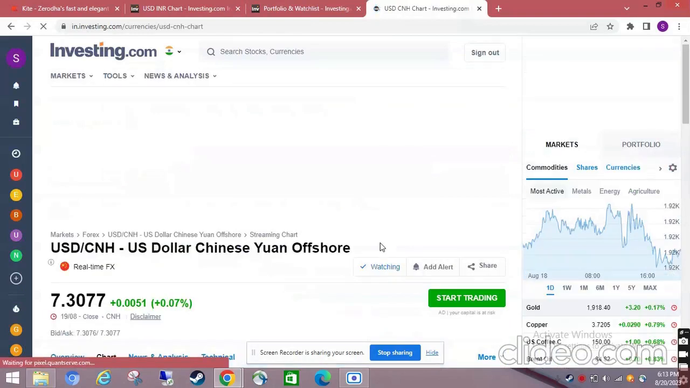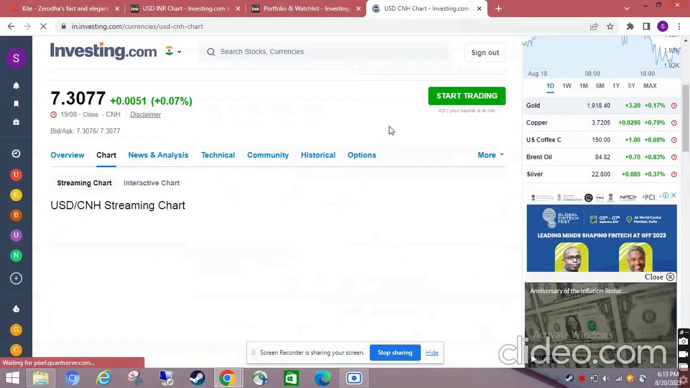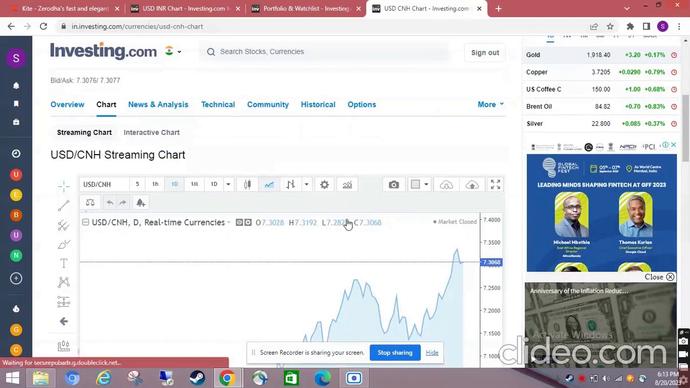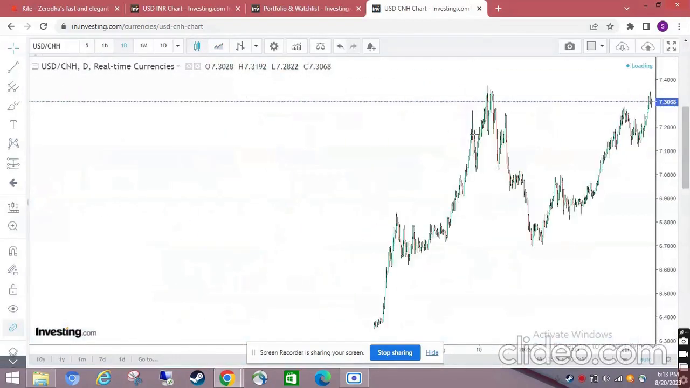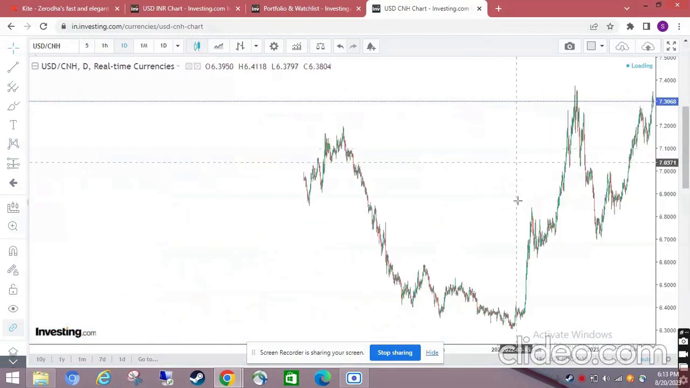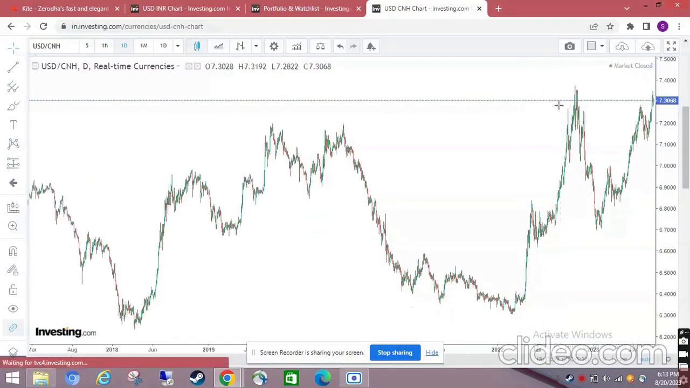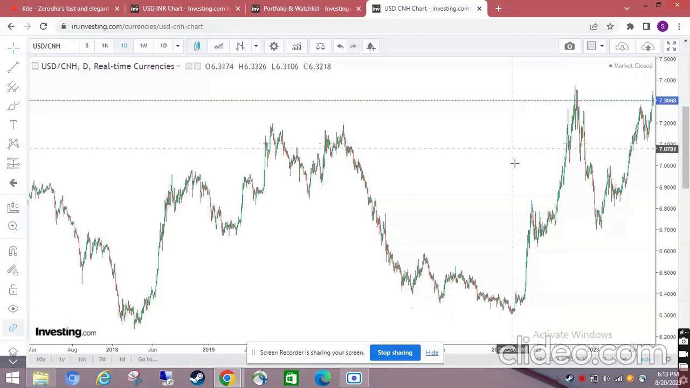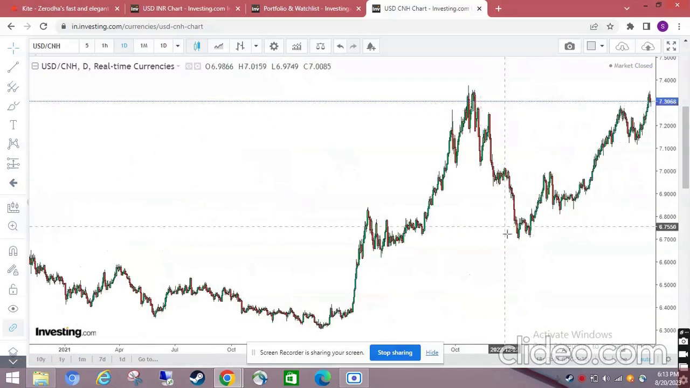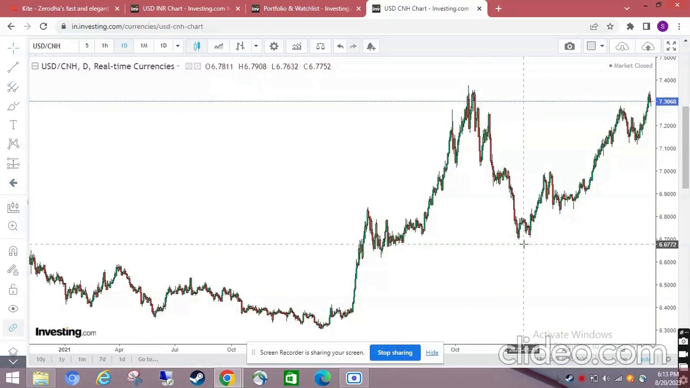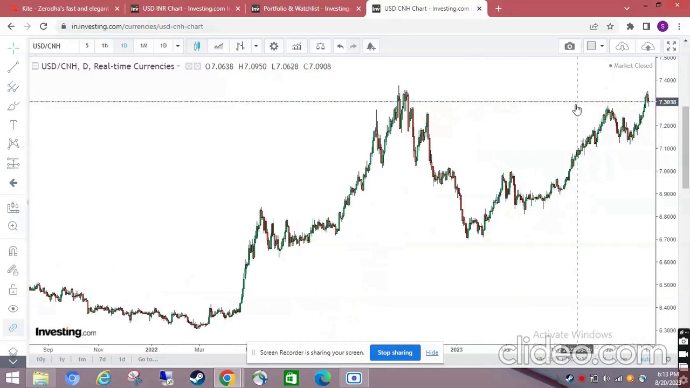So any problem there on the Chinese yuan is anyway a very big problem globally. As you can see, this was in an up move for quite a while, which was the US dollar getting very strong, and then it tried to go down because the Chinese economy opened after COVID, and then this was an up move. So again, this is hovering around this level.